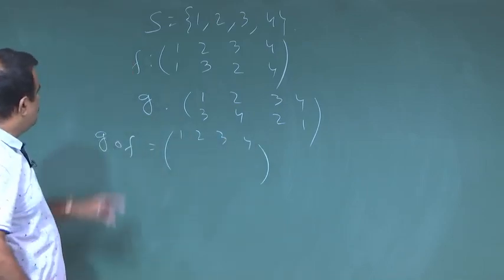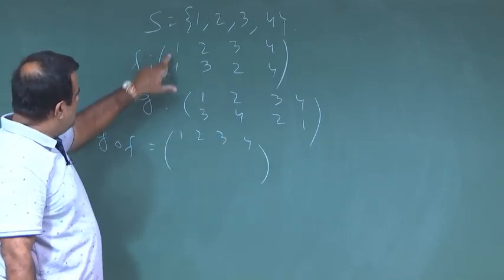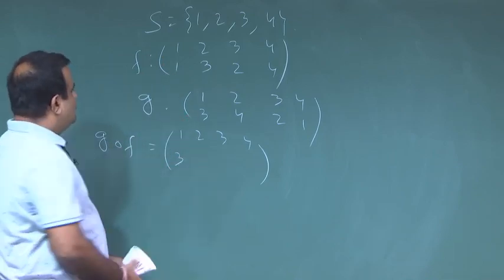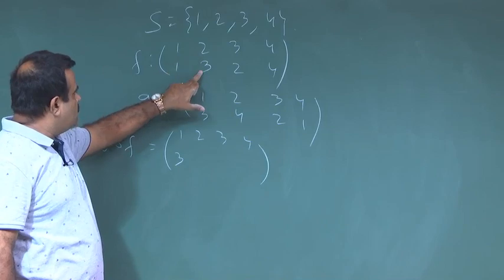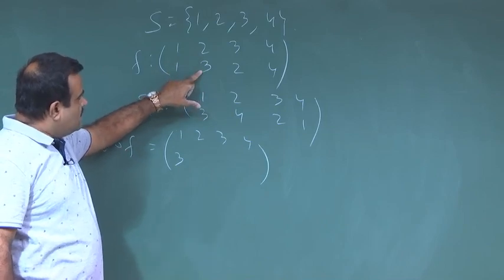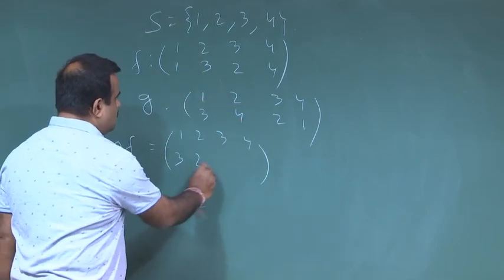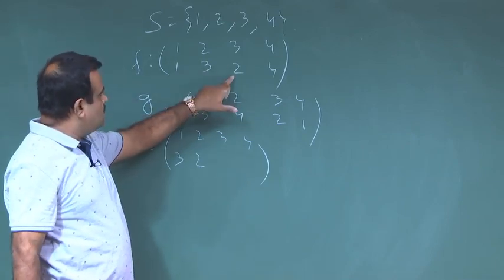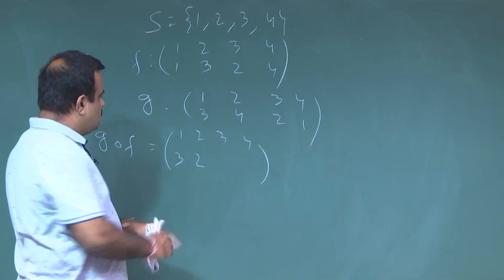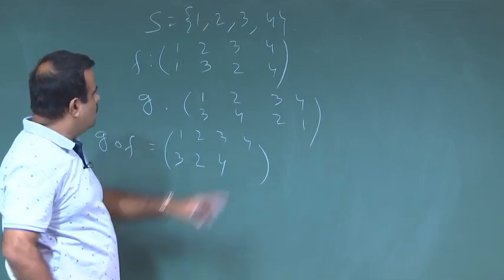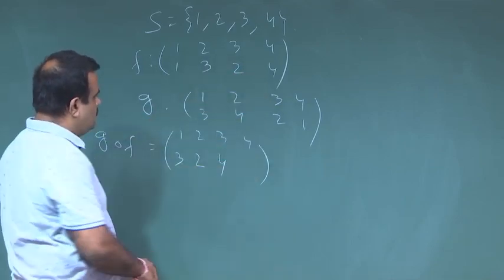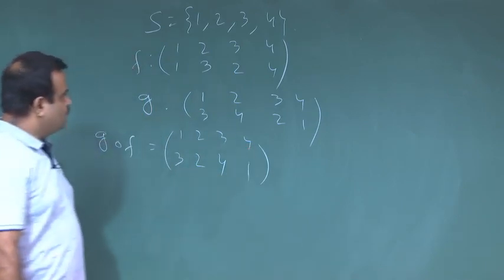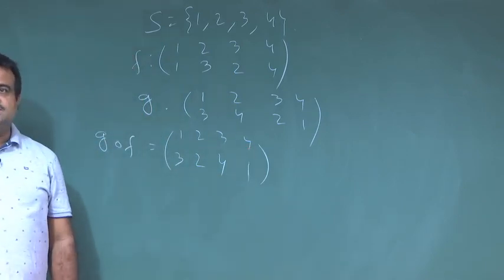Okay, now we want to know g compose f. First we apply f and then we apply g. So on 1, we first apply f, which gives 1, then we apply g to this, which gives 3. Then 2: we apply f, it goes to 3, then 3 goes to 2. Then 3: we apply f, it goes to 2, then 2 goes to 4. Then 4: f gives 4, and 4 goes to 1. So this is the scenario.